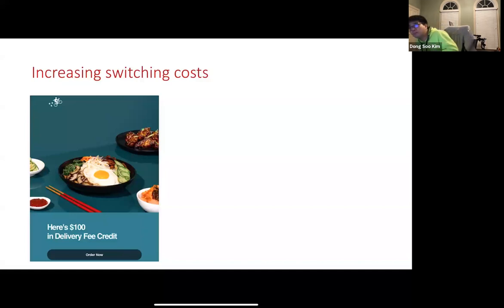After coming back to Columbus, Postmates sent me this offer. Here's $100 in delivery fee credit. This is a good deal for me. When I place a delivery order, I can lower costs via Postmates. So this offer gives me a clear reason not to switch my app from Postmates to the others, and makes me locked in Postmates for food delivery.